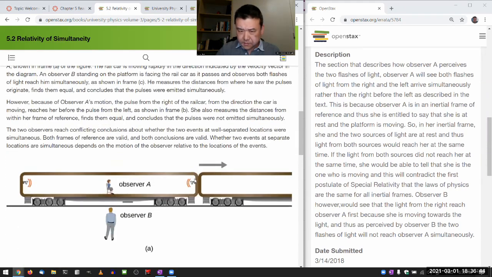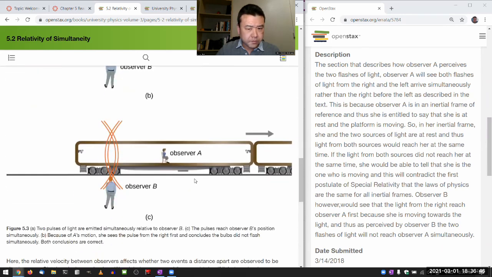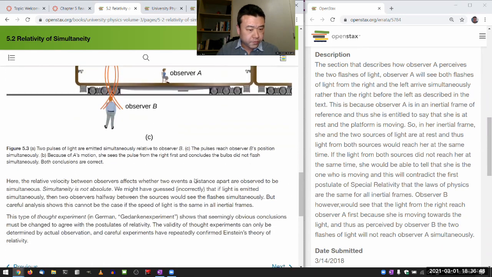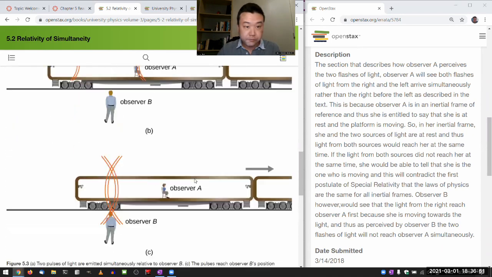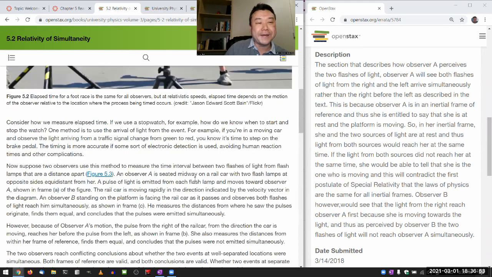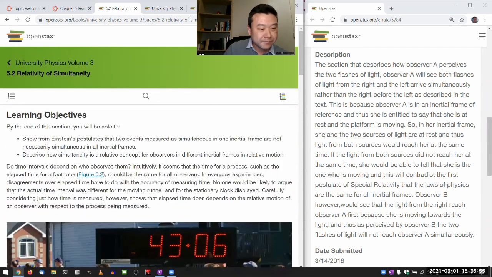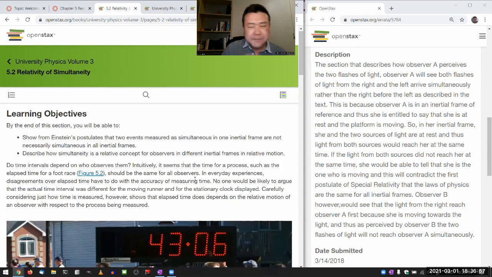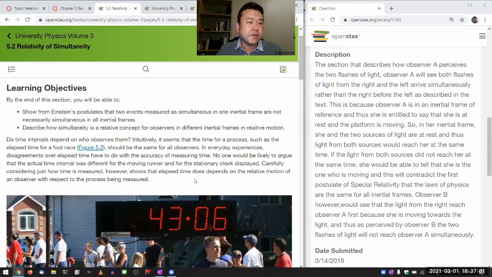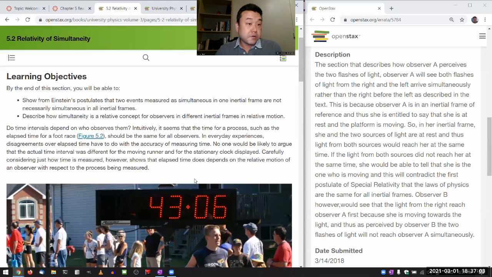I guess it might be worth the time for me to just read through the whole section. Let me do that. I think I can do that in about 10 minutes and it'll be worth the time. So this is section 5.2.